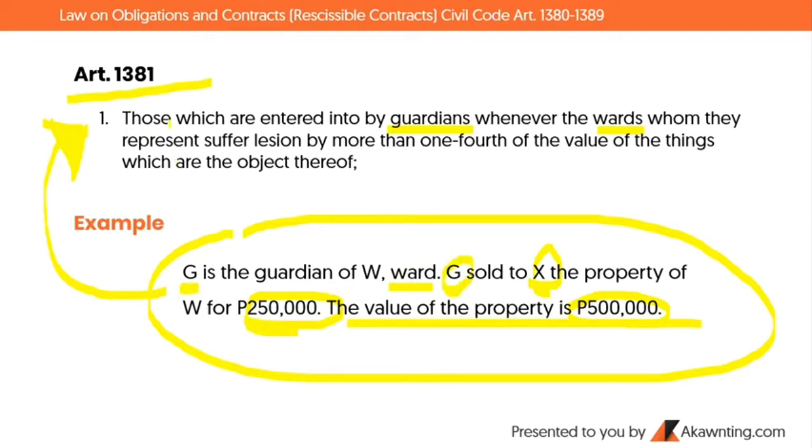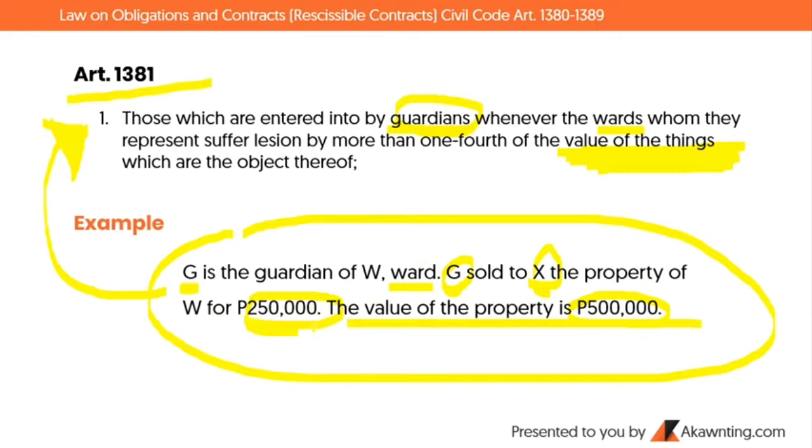Kasi nakalagay dito sa number 1, those which are entered into by guardians. Okay? Whenever the ward whom they represent suffer lesion by more than 1/4 of the value of the thing, okay? At ang ginagamit nilang object of the contract is pagmamay-ari ni ward, okay? So kung mapapansin niyo dito, G sold to X the property of W, okay? So dapat present yung mga nabanggit na natin yan. Si G ang nagbenta, okay? Ang binenta niya yung property ni W, okay?